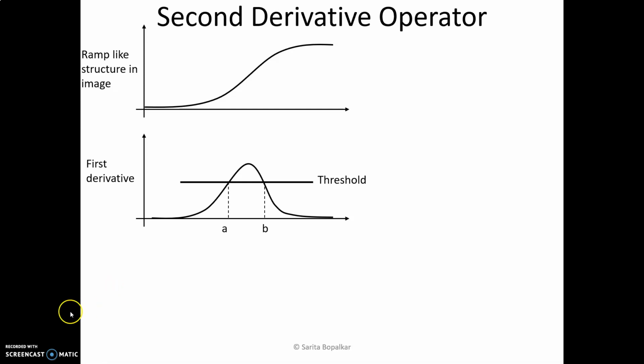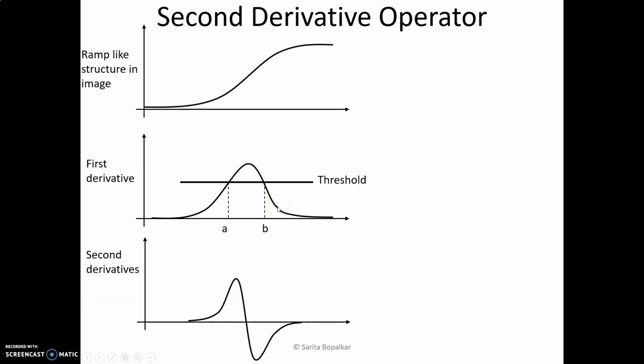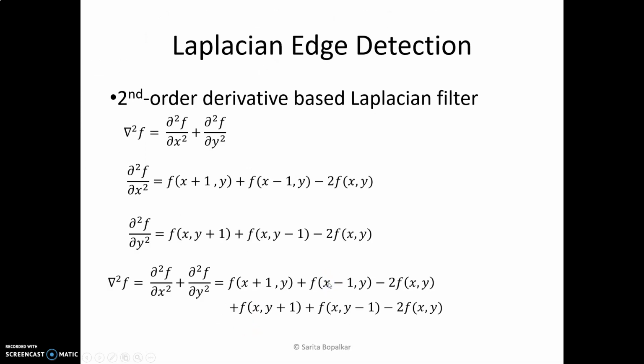Now let us see second derivative. We'll again take the derivative of this bell shape to get the second derivative. If we observe this second derivative, at the local maximum of the first derivative, we'll find the zero crossing in the second derivative. Now we'll develop the second derivative equation, and from that we'll develop the mask for the second derivative. The second derivative operator is also known as a Laplacian edge detector.